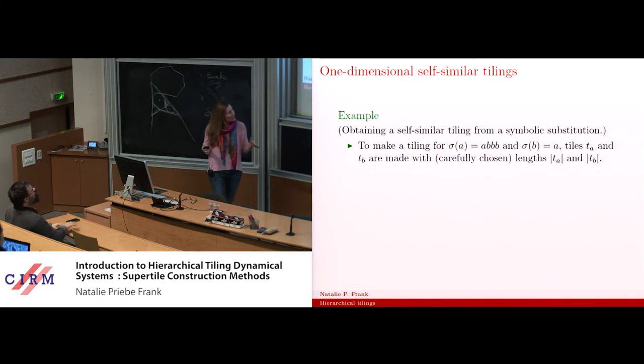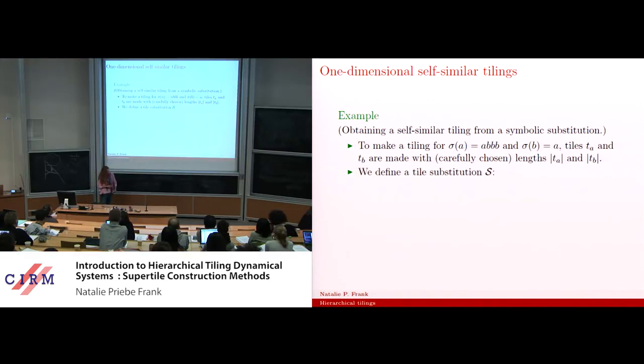So remember that tiles in one dimension are intervals that carry a label. So I'll choose the lengths of the intervals and then they'll just be labeled by A or B depending. And I'm just using absolute value to denote the length of T sub A and T sub B. And I want to define a tile substitution, and it's going to go like this. So the substitution on the A tile is going to be an A tile followed by three copies of the B tile. And they'll have to have been translated, which is why I didn't write T sub A, T sub B, T sub B, T sub B. And S of T sub B is just going to be T sub A.